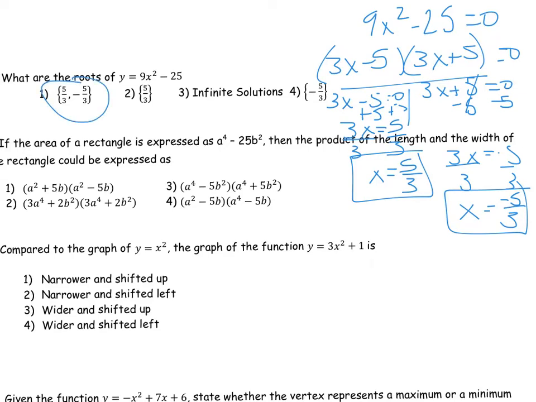All right. Area of the rectangle is expressed as a to the 4th minus 25b squared, and the product of the length and the width could be expressed as... this is another difference of squares, double bubble. Square root this, different signs. Square root of a to the 4th is a squared and a squared. Square root of 25b squared is 5b, 5b. So hopefully the correct answer is here somewhere. It's choice 1.